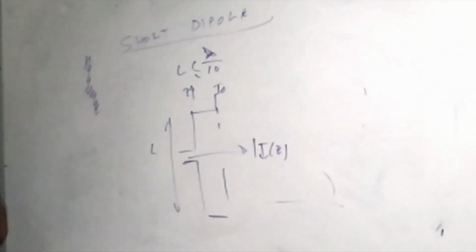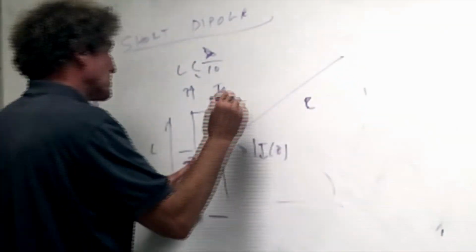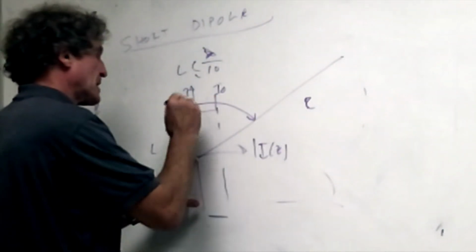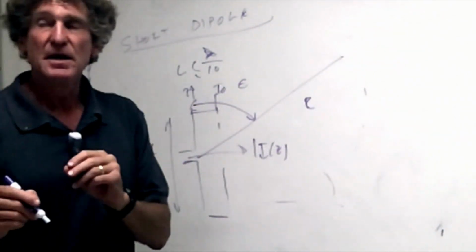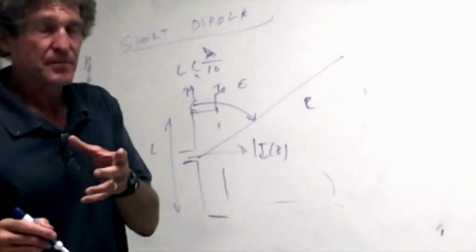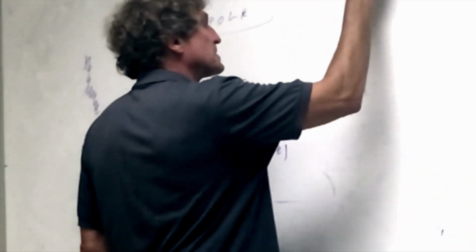But we use this all the time as a building block, using instead of L, dL, a differential length. Then if you come out a distance R, you're going to have an angle theta associated with this, and it's going to give rise to fields. The one I always remember is the E field, and we're going to assume we're in the far field. So I'll put down far field distance.